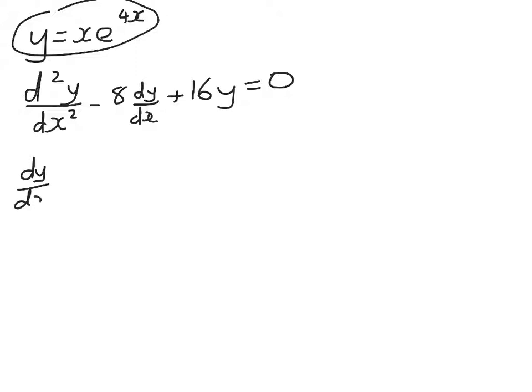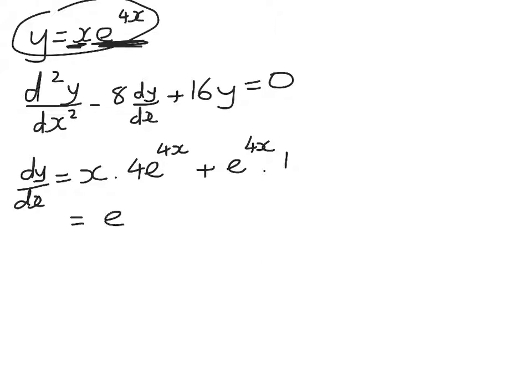Dy by dx, product rule. So this is the first function and this is the second function. So it's x times 4e to the 4x, right? The first times the derivative of the second, plus the other way around, the second, e to the 4x, times the derivative of the first thing. So taking out a common factor, I get this, e to the 4x times (4x plus 1).